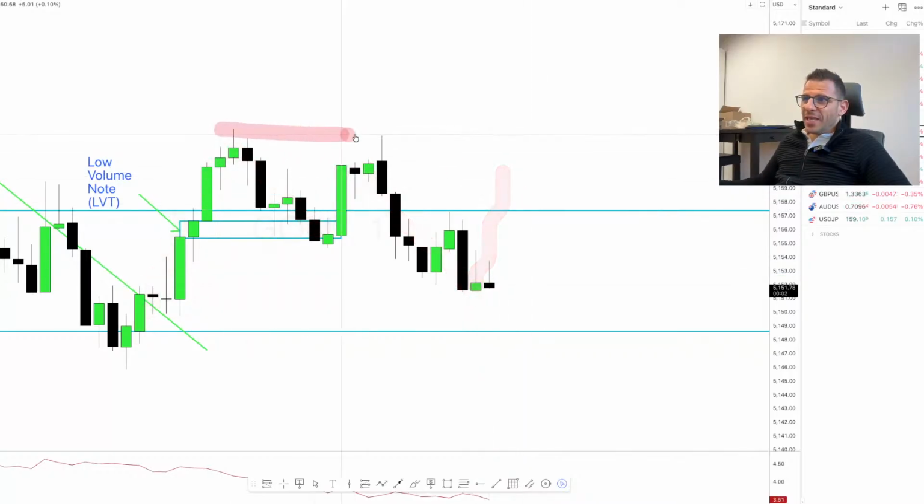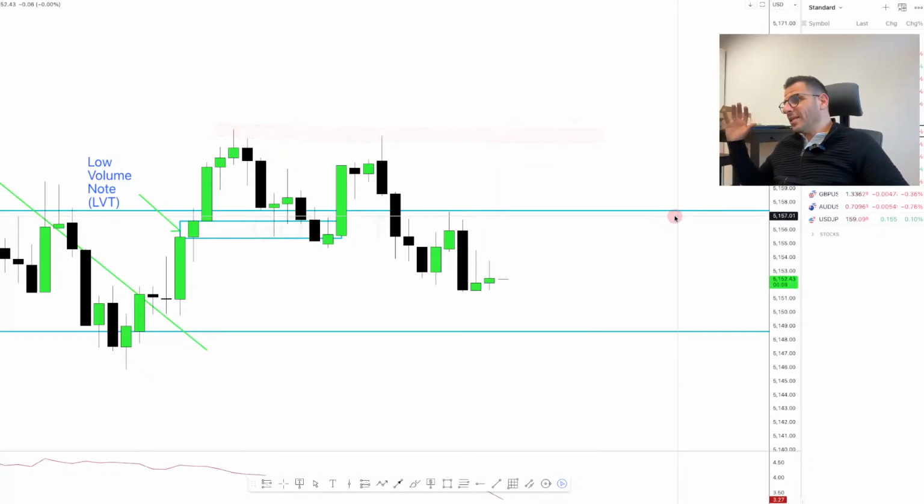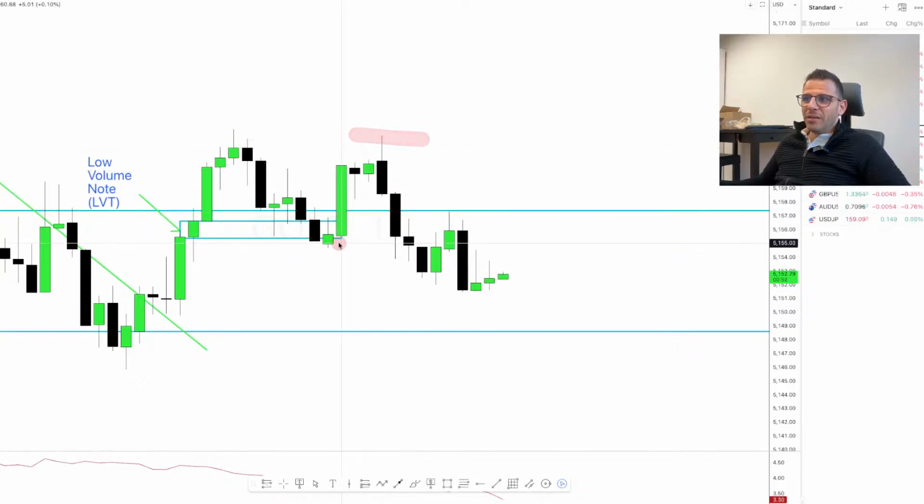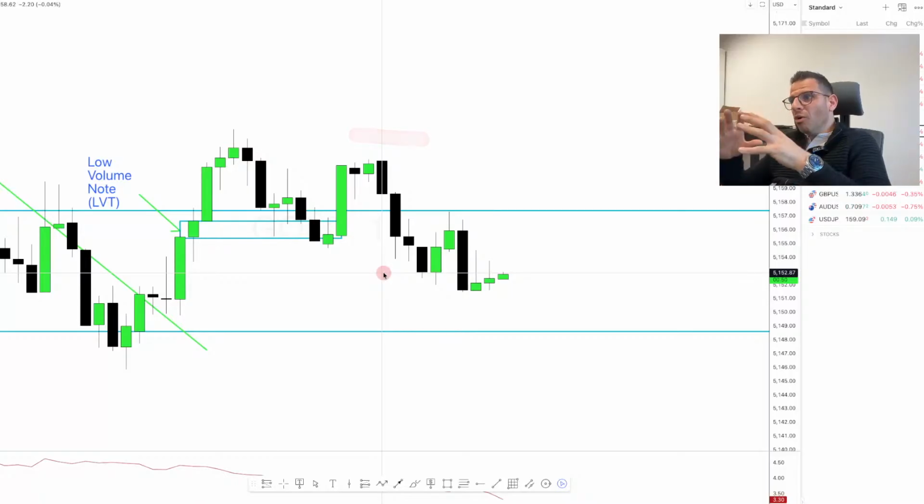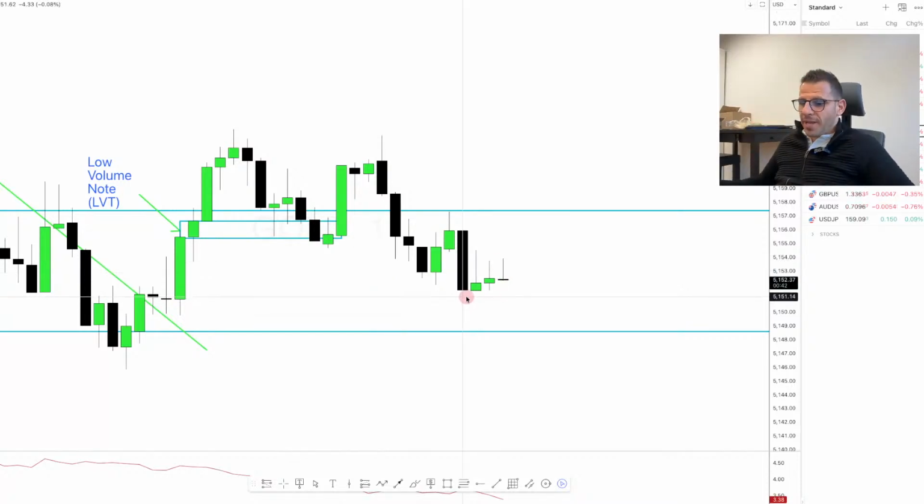Maybe this is where sellers will defend the level. Maybe this is going to be the area. I don't know. There is low probability to get good trades here. What we can trade is purely candlesticks based on the inside formation now.